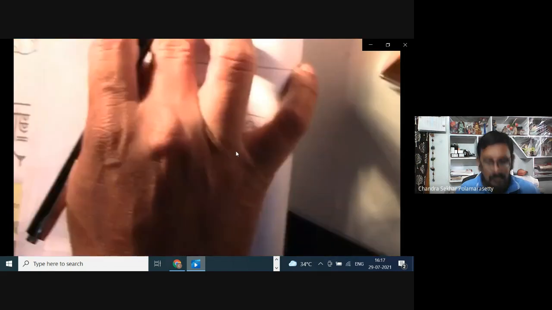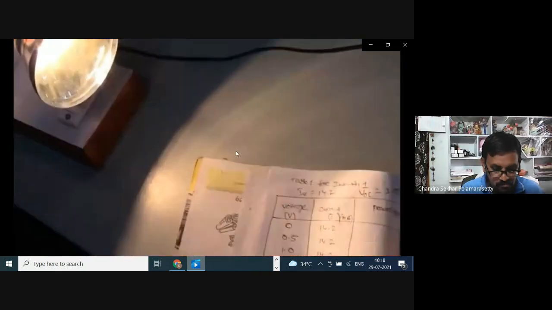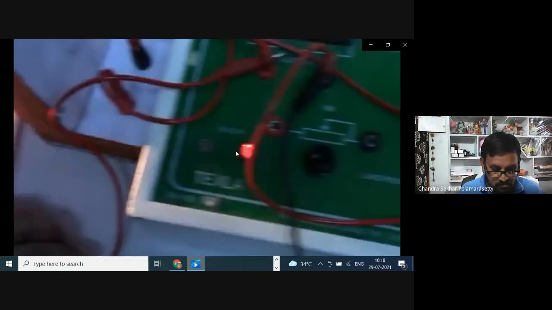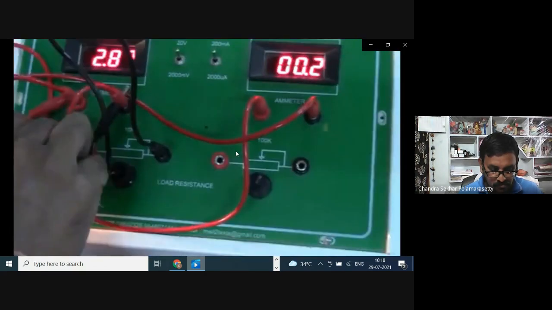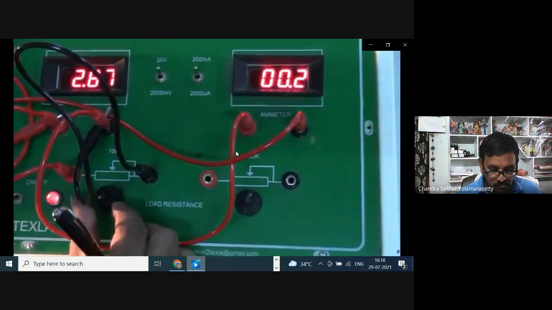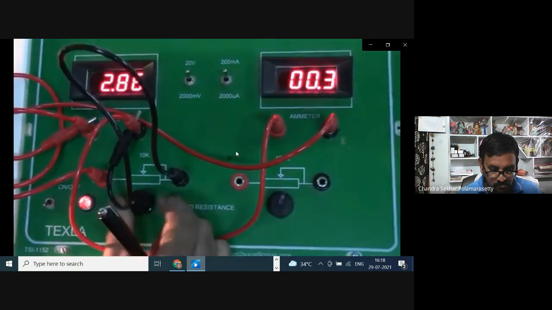So now the voltage is 0.5 volts, the corresponding current is 12.1 milliamperes. Next, 3.0 volts by increasing the load resistance.